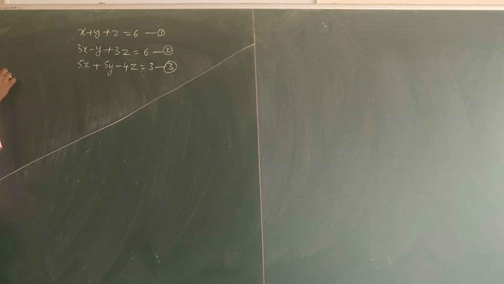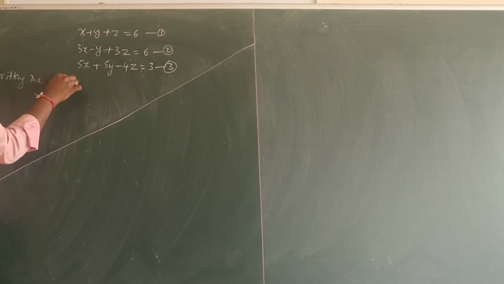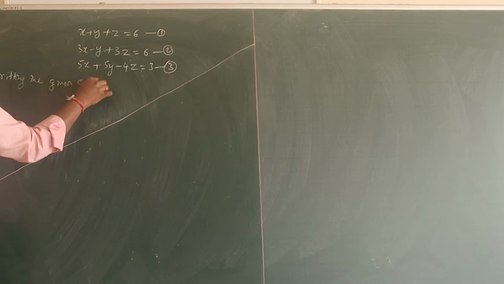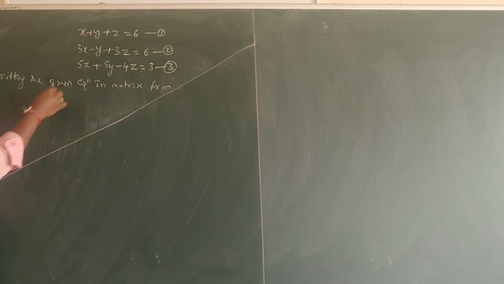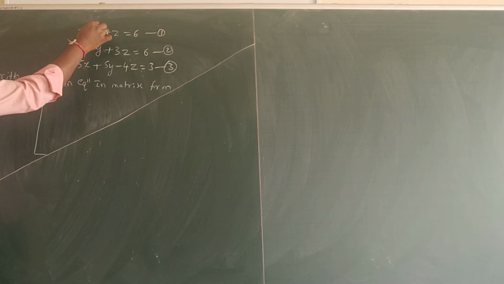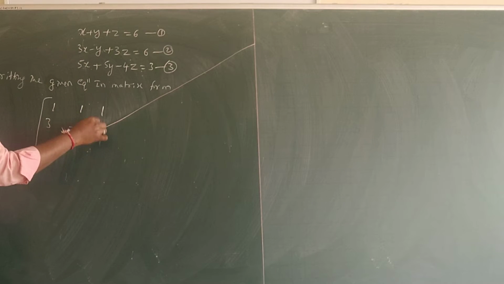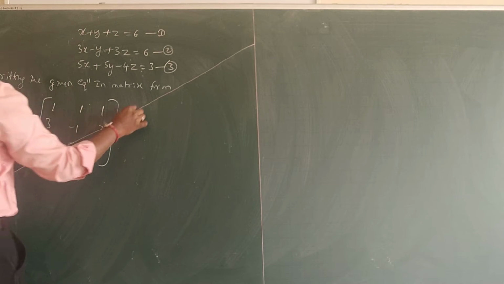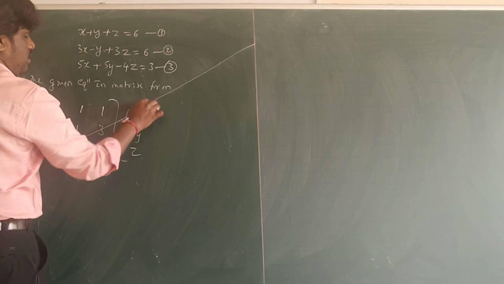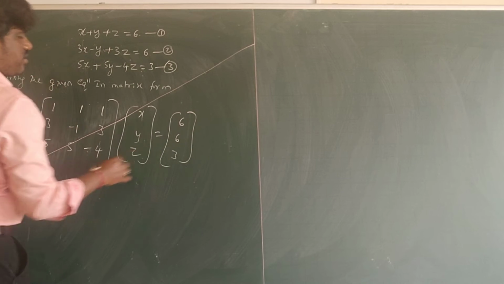Writing first, what you have to write here? Writing the given equations in matrix form. First of all, you write the coefficients: 1, 1, 1, next 3, minus 1, 3, next 5, 5, minus 4. Coefficients I wrote. Next the variables x, y, z. Next the equal to symbol and the constants 6, 6, 3. So we have to write like this.